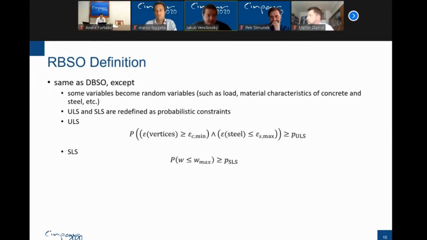And now finally to the RBSO definition. It is defined from DBSO, as I said. The differences are that some variables are random, usually load and material characteristics, and then the constraints are prescribed as probabilistic. Therefore, the requirement is that the probability that the constraint will be satisfied is greater than some prescribed number.